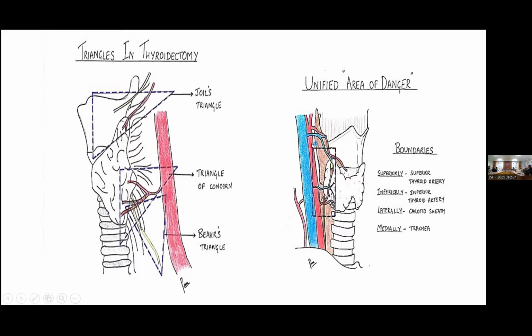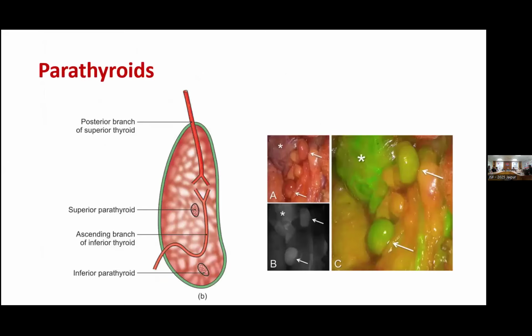Similarly, the rectangle which is called the area of danger, this is just to give you an idea that the entire set of things which you are operating on lies in that area, which may be either your arteries, nerve or parathyroid. So anyhow, we have to be careful when we are doing surgery for that organ.